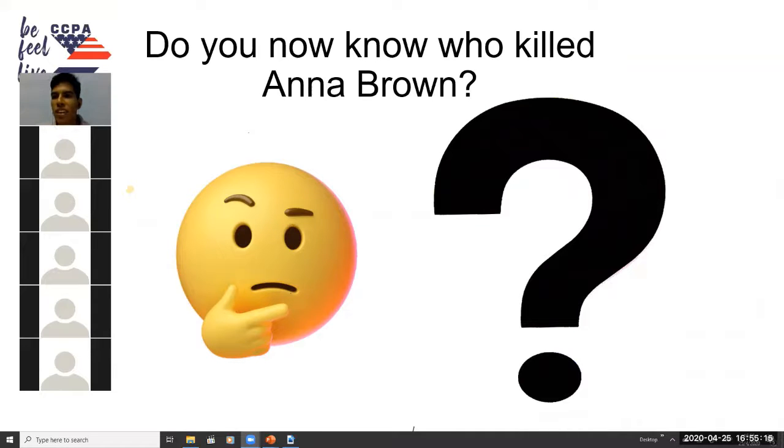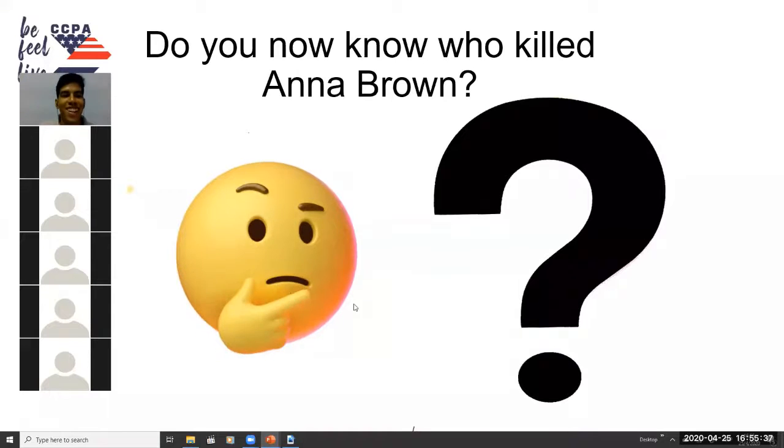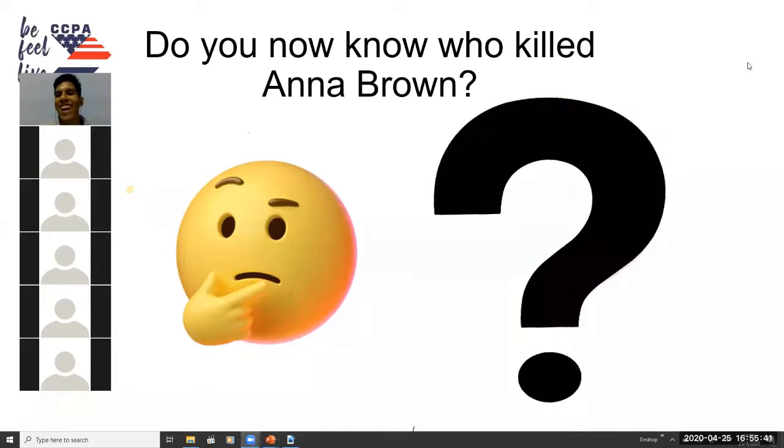From what I've been reading, you all think that it was something related to a boyfriend or to a husband, right? That the killer must have been someone close to her. Are you ready to know who the killer is, or what really happened to Anna Brown? Let's see. Put him on trial. Here we go. Now you will know what happened to Anna.